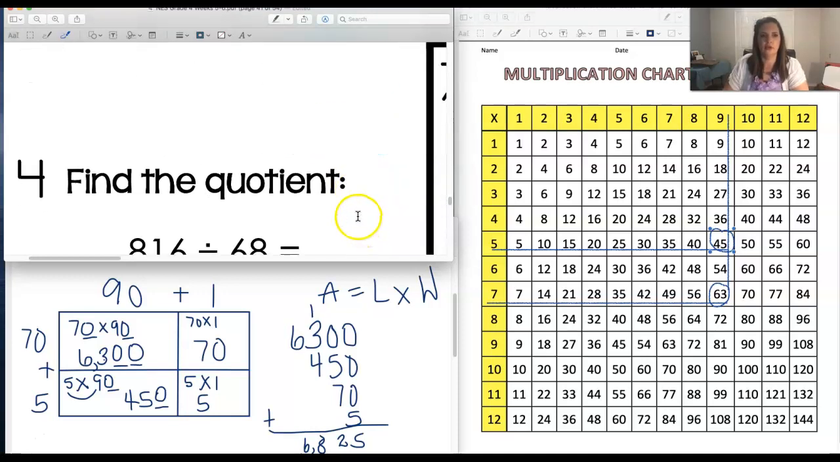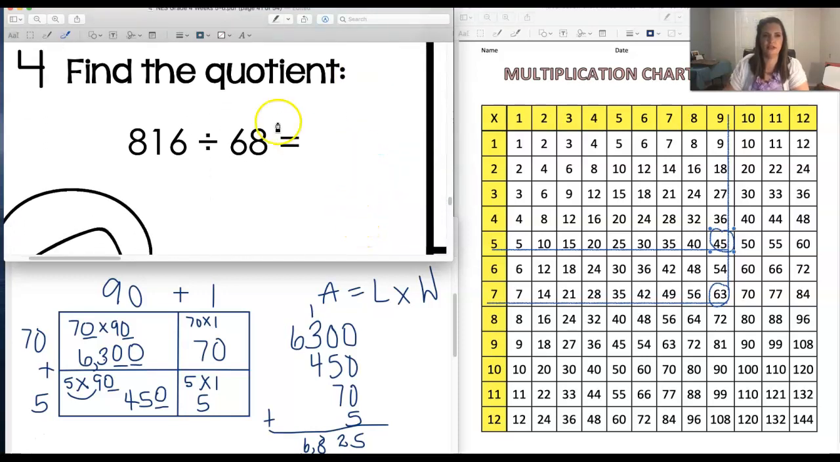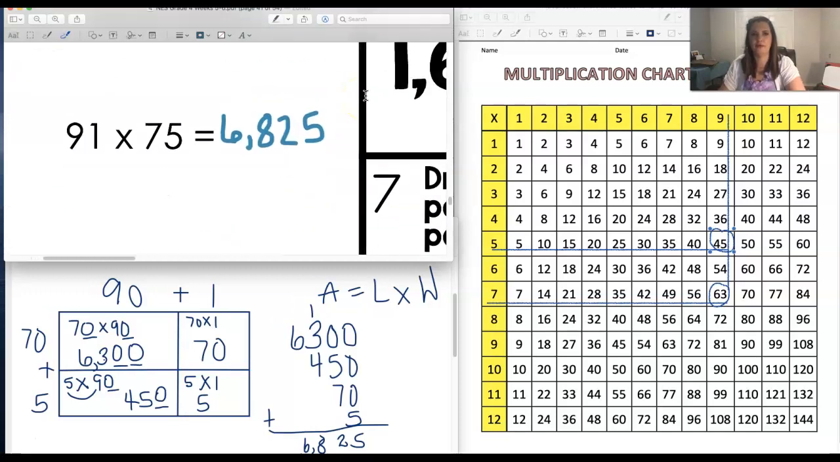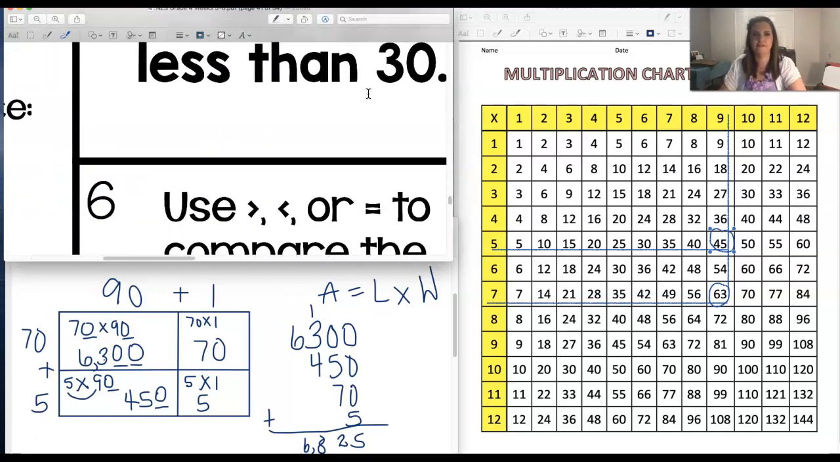Okay. Question 4. Find the quotient. Now, this question has a 2-digit divisor. That is actually not a 4th grade standard. So you do not need to do question 4 for the page today. We're going to skip it and we're going to go to question 5.